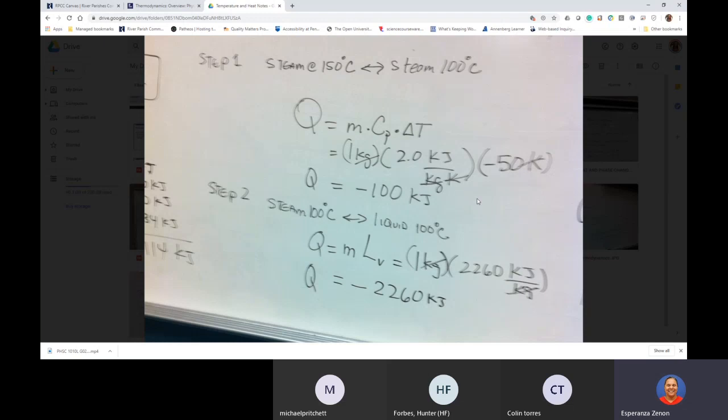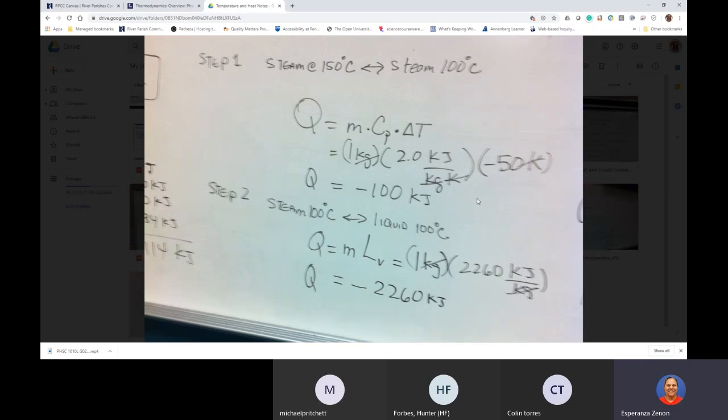And the question is, why did I stop at 100 degrees Celsius? Why didn't I just go down to 0? Because that's eventually what I want to do, right? Well, you have to remember that 100 degrees Celsius is a phase transition point. When this steam cools down to 100 degrees Celsius, it's going to stop. That temperature is not going to change anymore until all of that steam is converted to a liquid, because that's a phase transition point.